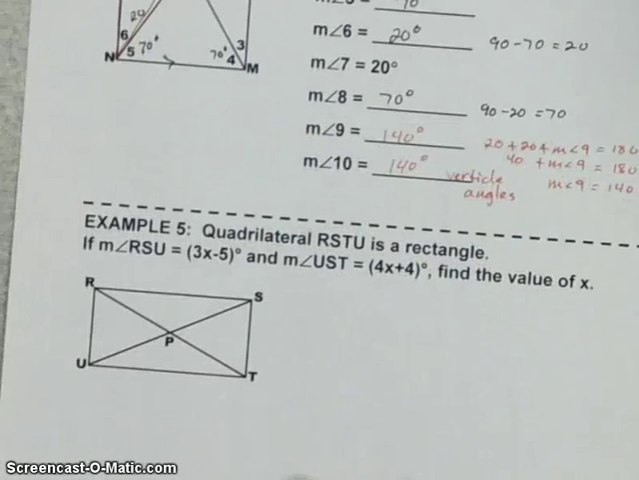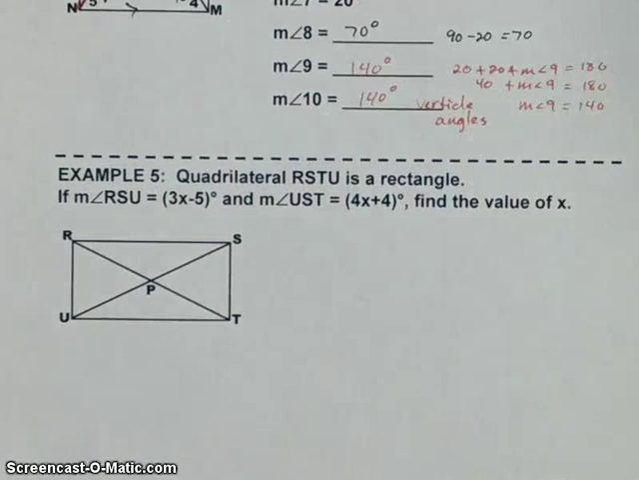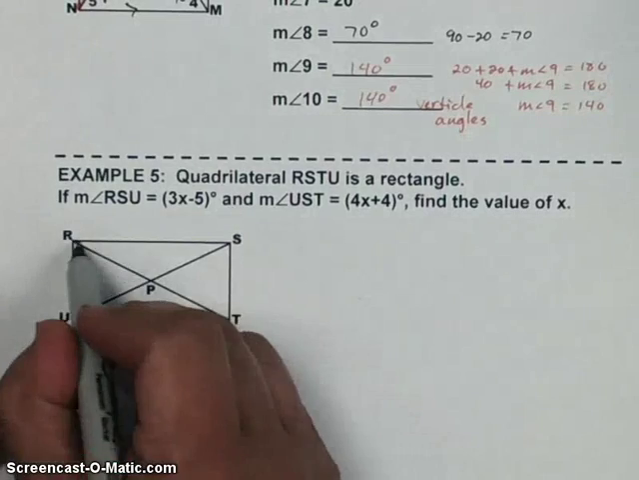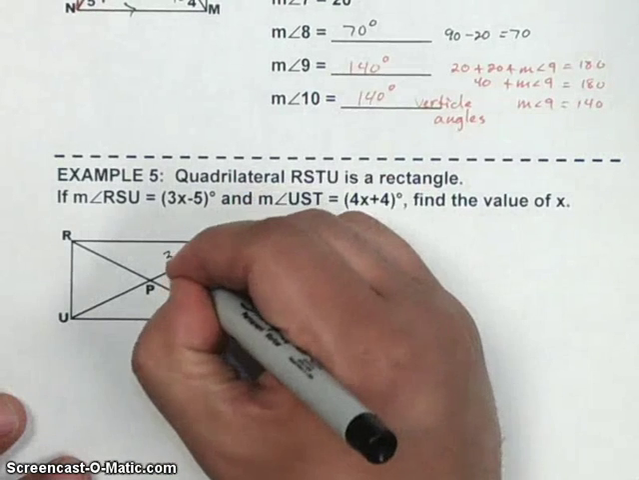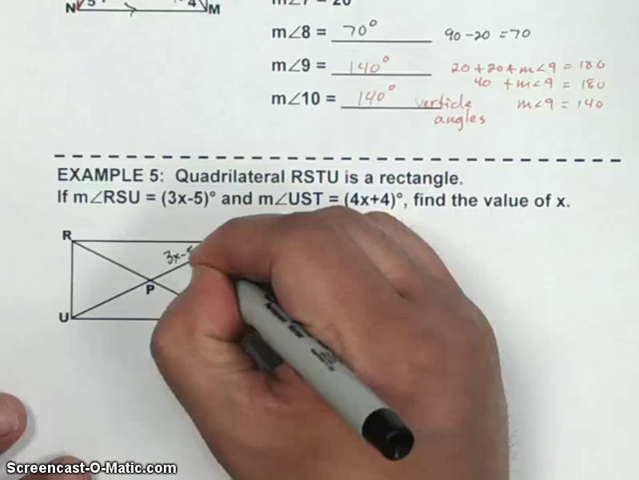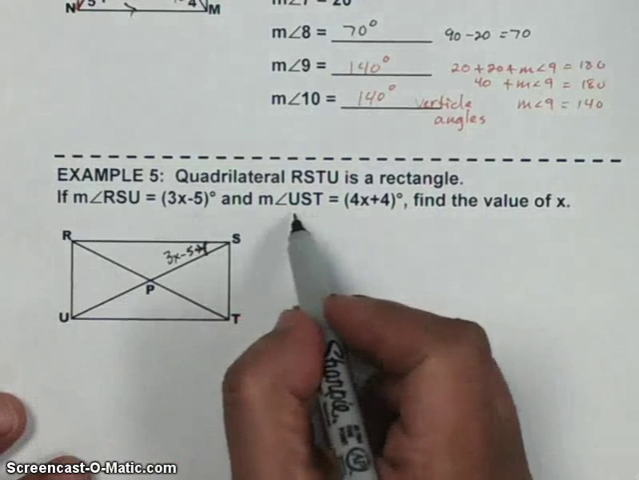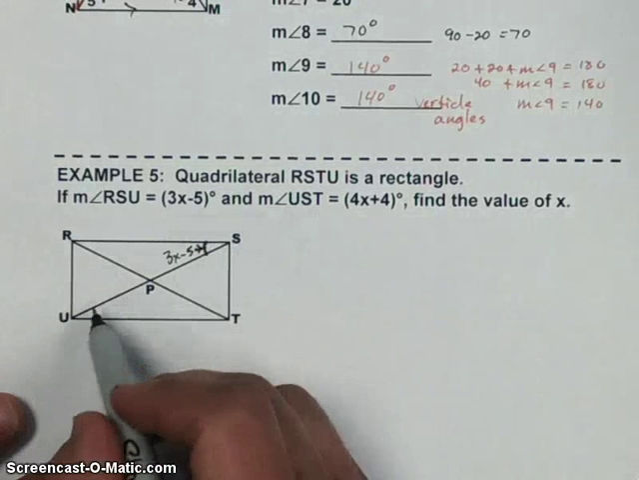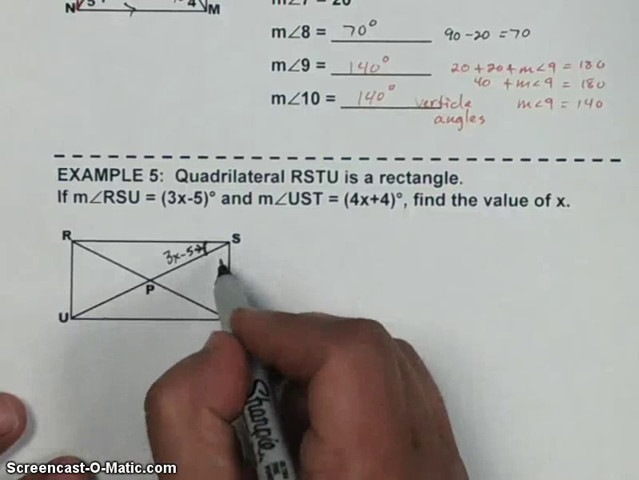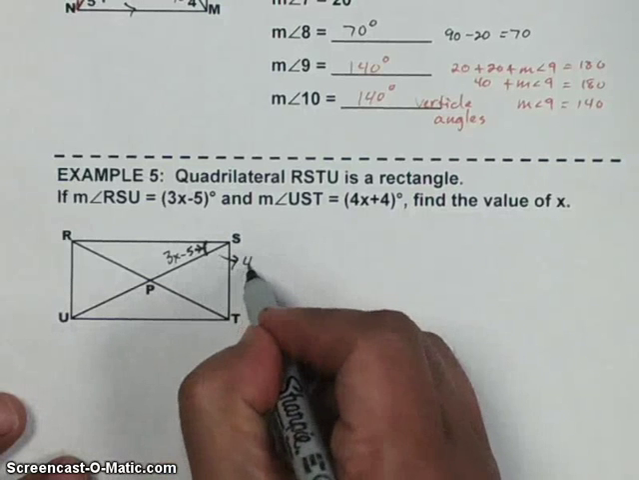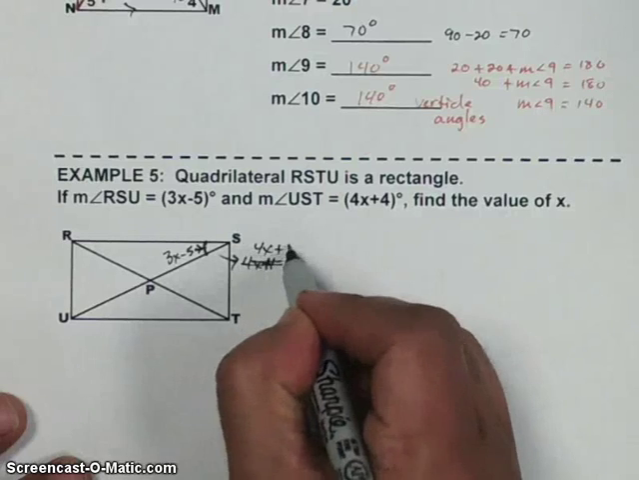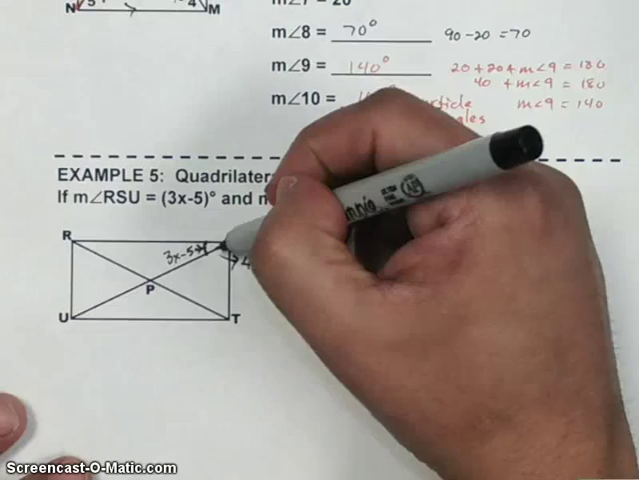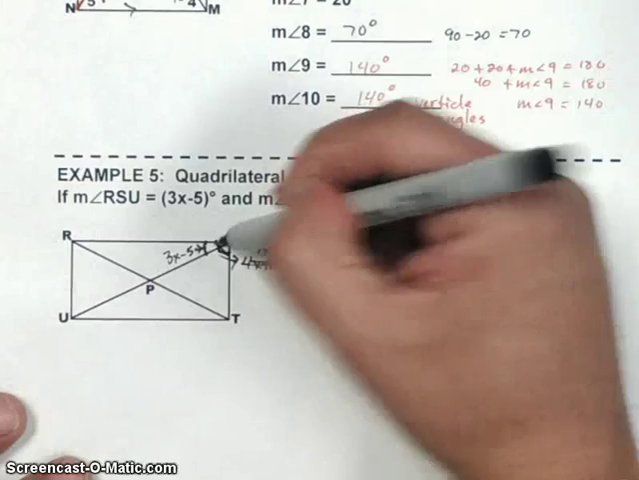Okay, last example for today. Quadrilateral RST. Let's see, the measure of angle RSU. RSU, so that's this angle right here. That's going to be 3x minus 5. And angle UST. So if I go UST, that's this angle right in here. That's going to be 4x plus 4.